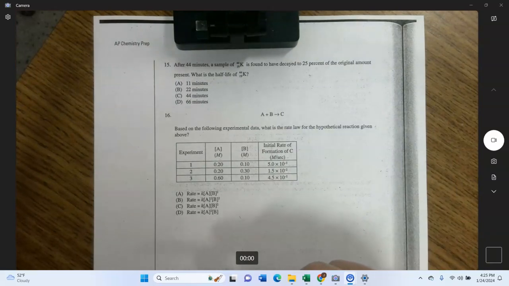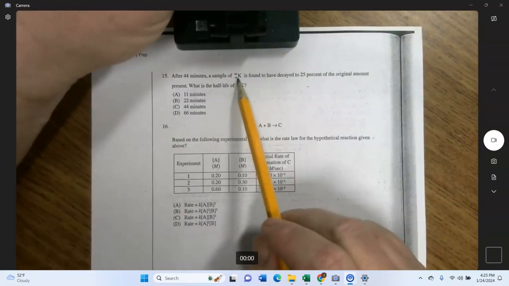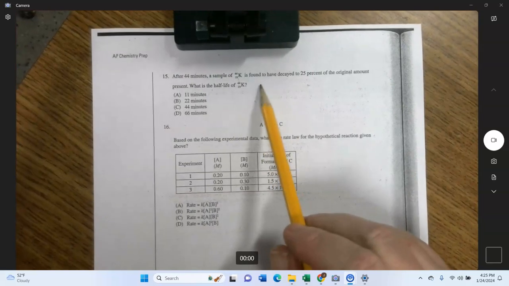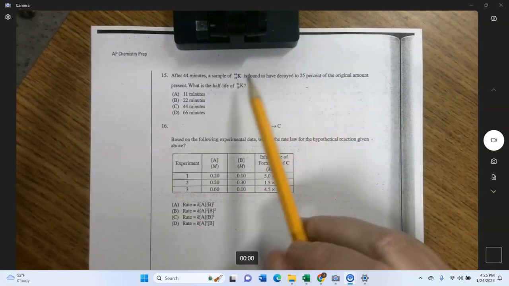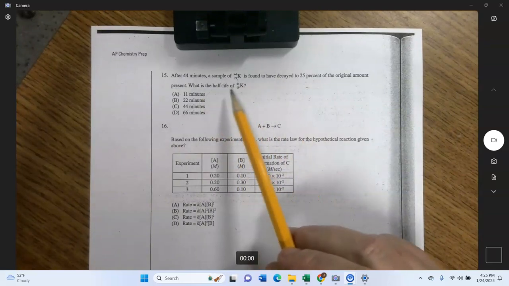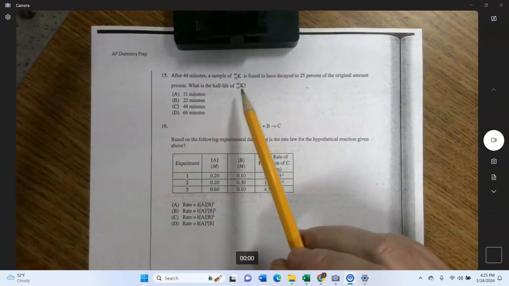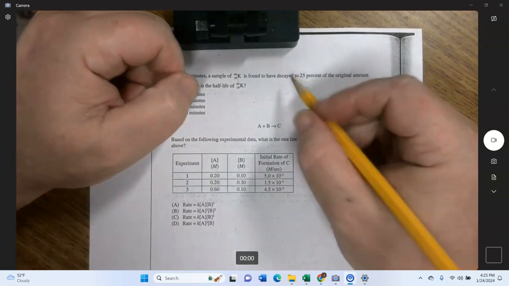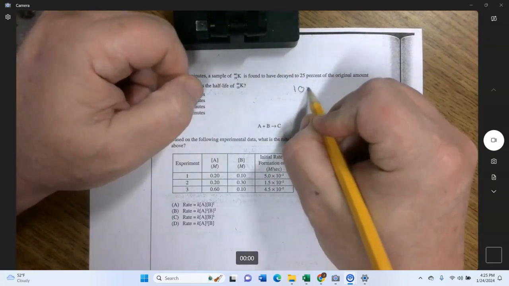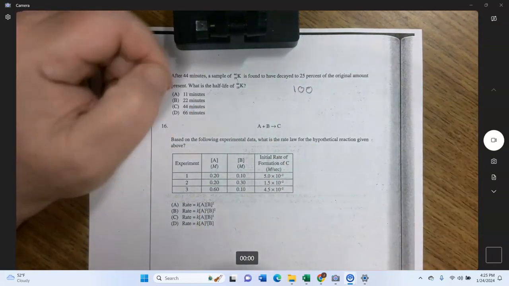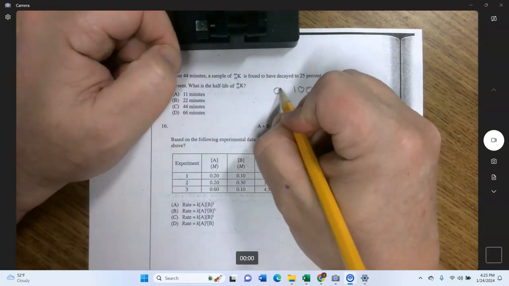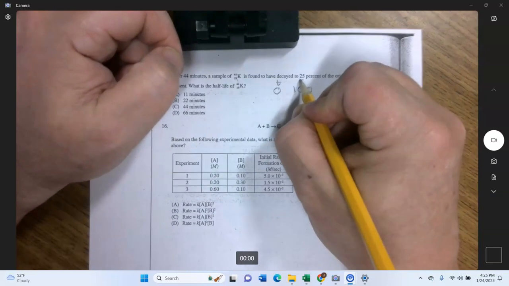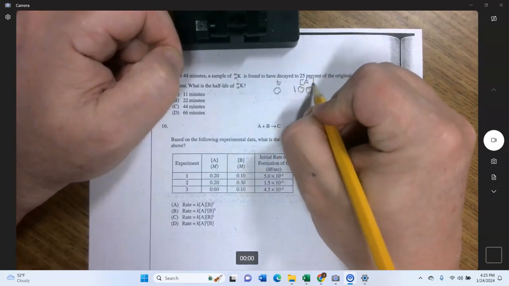After 44 minutes, a sample of this, it doesn't matter what it is, some potassium isotope, is found to have decayed 25% of the original amount present. What is the half-life for K? So what they're saying is you start at 100%, so just write the number. Let's just say it's 100 grams. You start at 100%, and that's at time 0, so this is time, and this is the concentration.